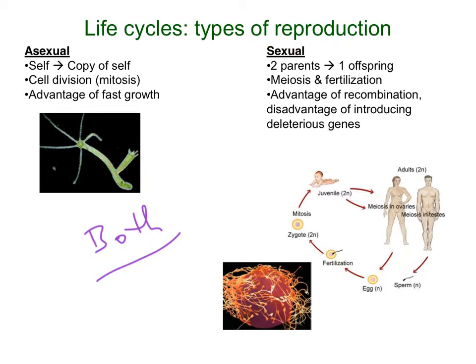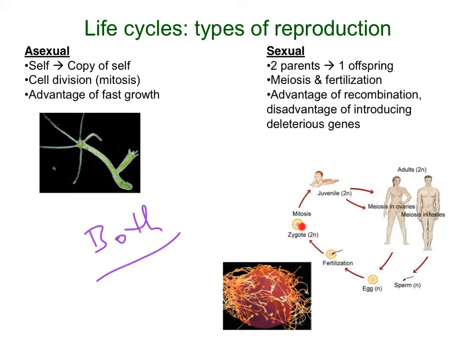Sexual reproduction involves two parents and a single offspring. They have to undergo meiosis and fertilization. And this has the advantage that you can have genetic recombination, so that you can have different kinds of genotypes amongst your offspring, but it can have a disadvantage of introducing deleterious genes. So if you mate with somebody that happens to have bad genes, your offspring may pick up some of those bad genes. And we're going to see some other pros and cons of asexual and sexual reproduction in a minute here.